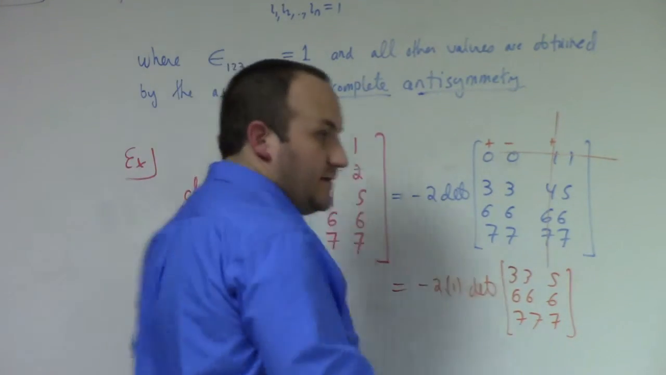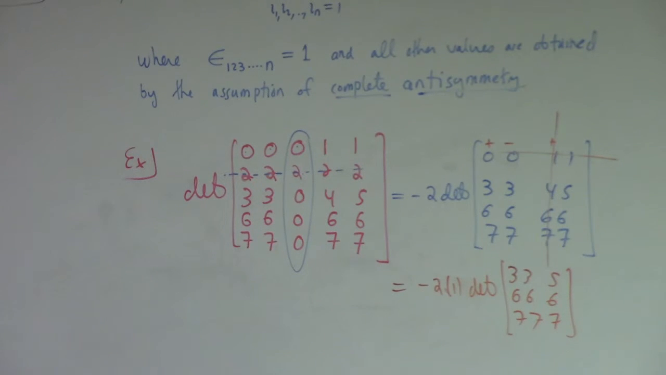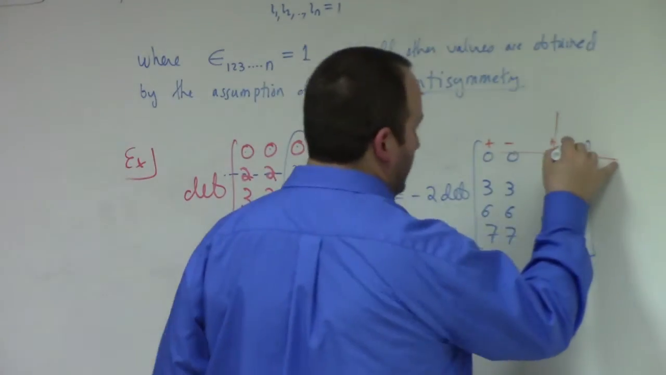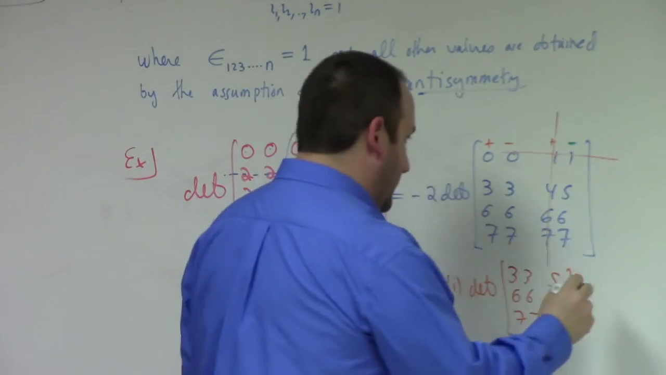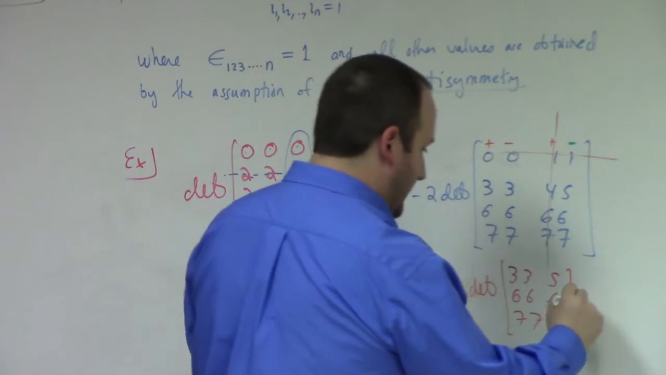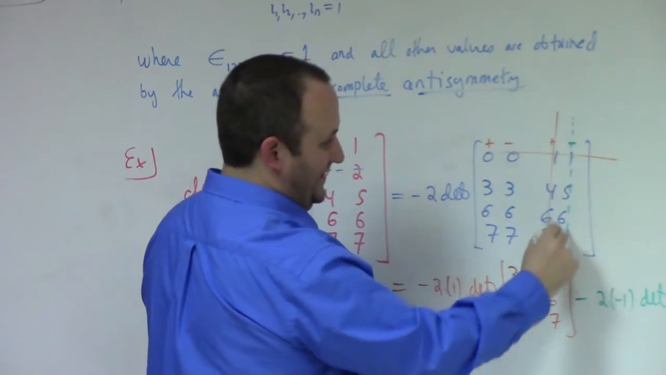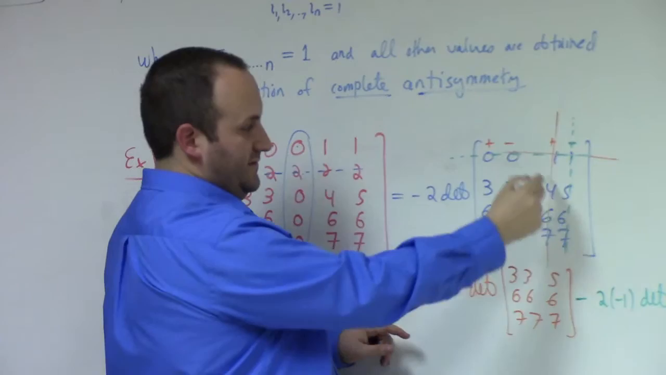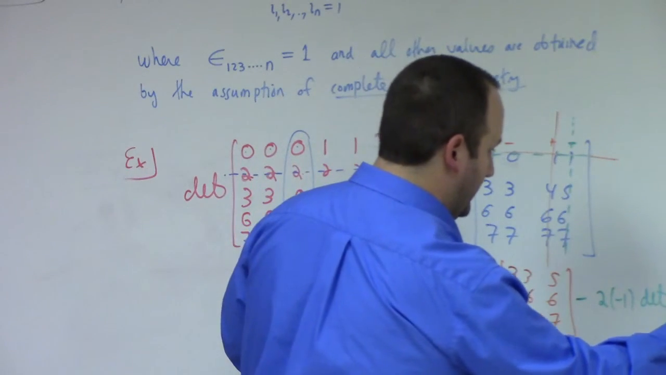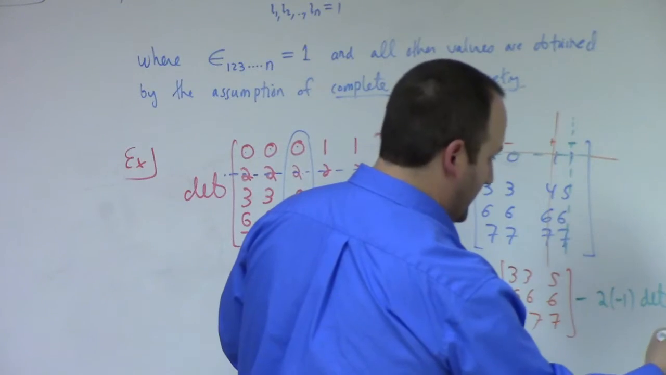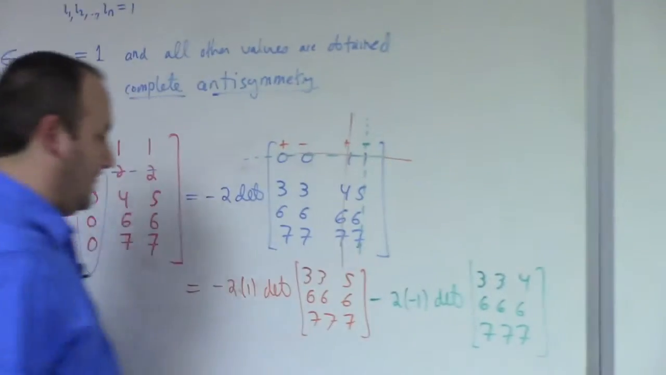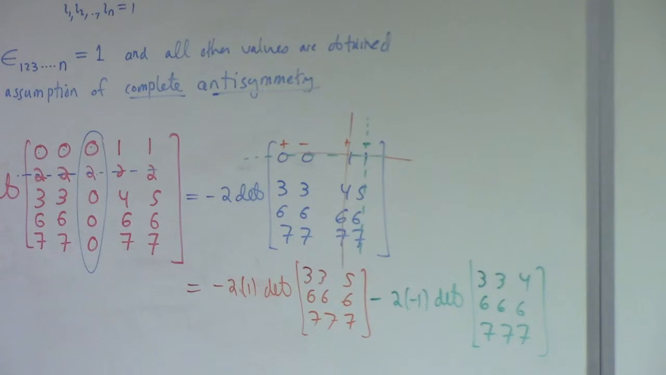And then I need another color. Plus, minus, plus. So this is minus again. So there's the minus from the 2. So I have minus 2 times minus 1 times the determinant of everything that's not in this one and that one. So it's these guys: 3, 3, 4, 6, 6, 6, 7, 7, 7. All right. At this point, I think I've illustrated the idea of the expansion, both for a column and for a row. I'm going to stop there.